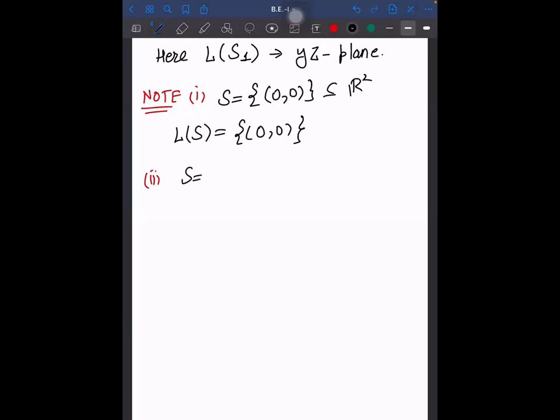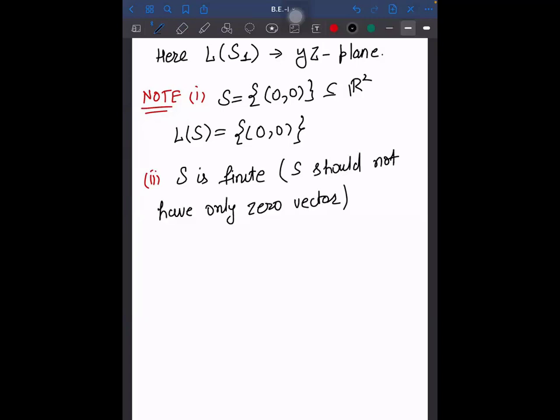And second thing, you have noted that other than this, if you have chosen any S which contains vectors which are non-zeros, right? So most of the time what happens, I should write it in this way. S is finite, right? Of course, S shouldn't have only the 0 vector. Otherwise, if S is finite, so what do you observe? You observe that the linear span of S is infinite.